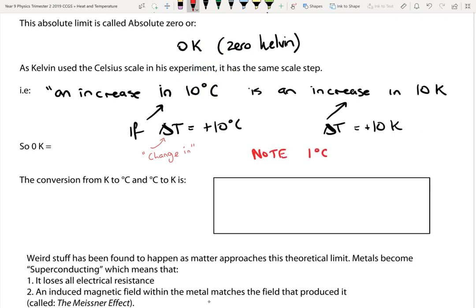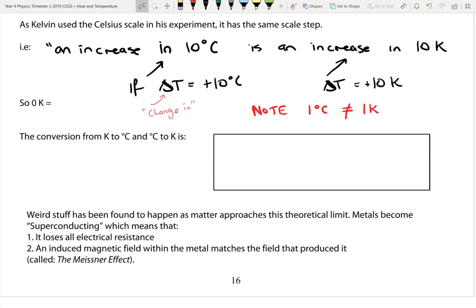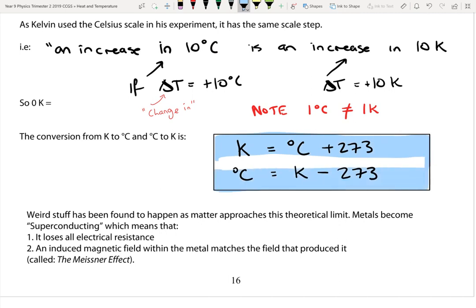1 degree Celsius does not equal 1 Kelvin. A change in 1 degree is a change in 1 Kelvin. So here's our conversion, and we want to use this in our classes. We might be asked to do this in our tests. We've got Kelvin equals degrees Celsius plus 273.1499, but we'll just leave it at three values. And going the other way, degrees Celsius is Kelvin minus 273. All right, so we need to use this.